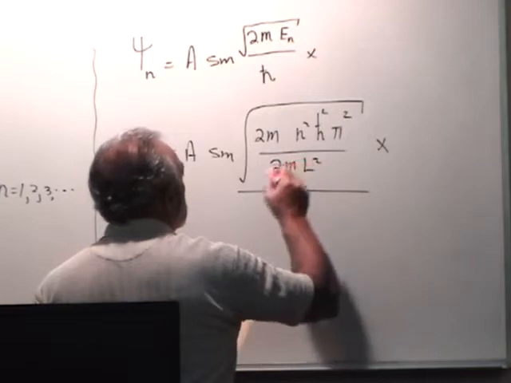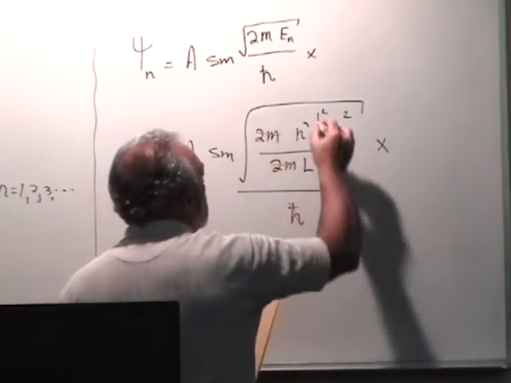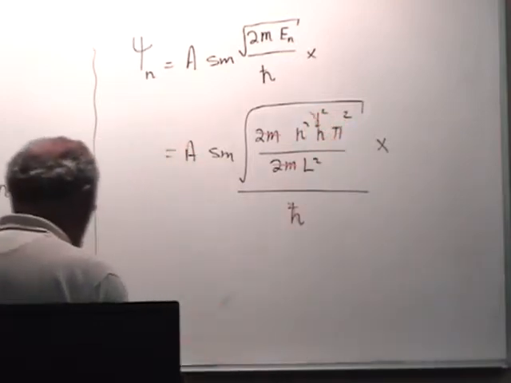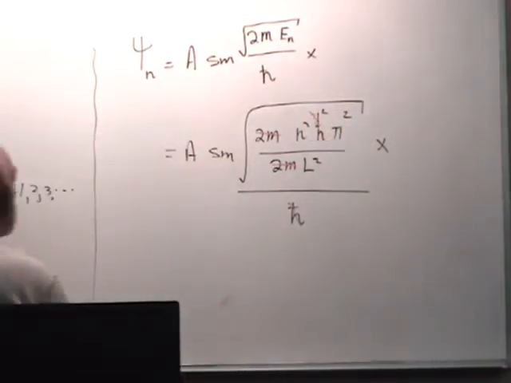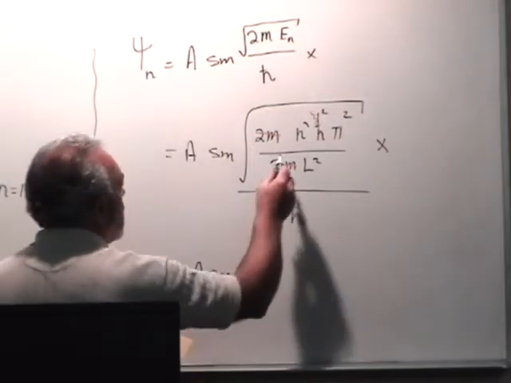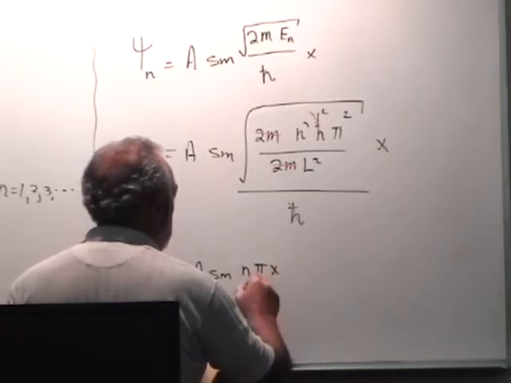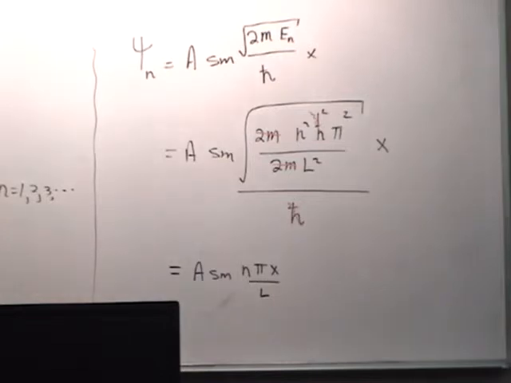2m goes with 2m. H bar goes with h bar squared in here. And things simplify nicely. We now have A sine of n pi x over L. Hey, isn't that great? We're almost finished. Yeah, we're almost done.